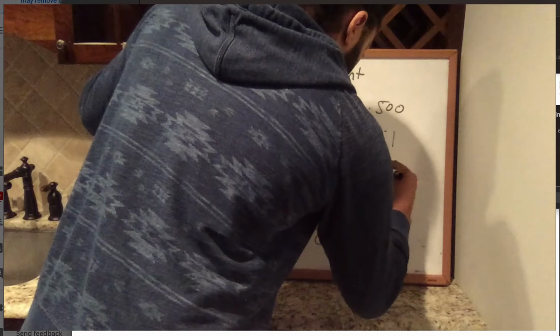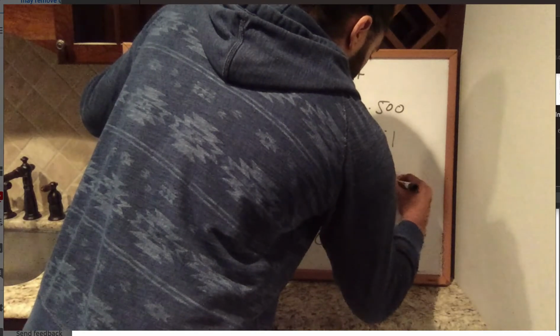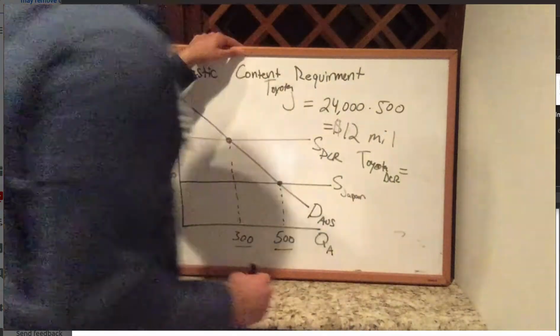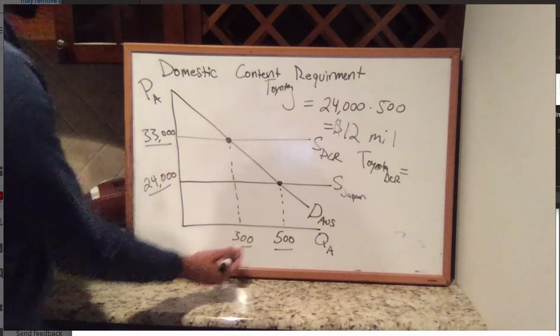When it was produced in Japan. Now, with the DCR, we're going to calculate the profits. So it's 33,000 multiplied by 300, and it's going to be 9.9 million.